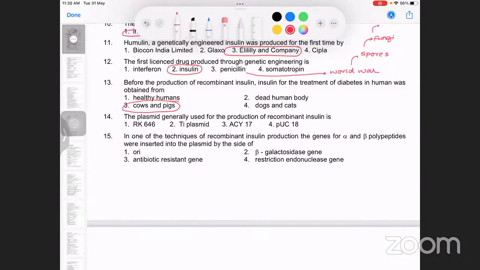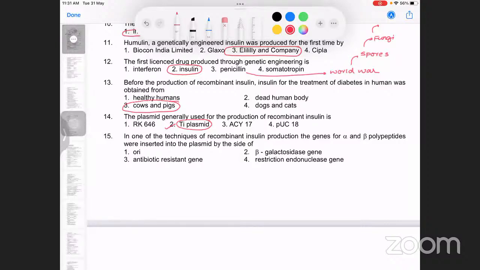So the specific one is pUC18, but some references say that it is Ti. You can go for Ti plasmid. As it is not there in NCERT, we can rely on Ti plasmid. Why? Because Ti plasmid is explained, and most of the genetic engineering work is included with Ti plasmid. Okay, so Ti plasmid can be considered as an option for this particular question, right? So the plasmid generally used for production of recombinant insulin or used in recombinant DNA technology is Ti plasmid.